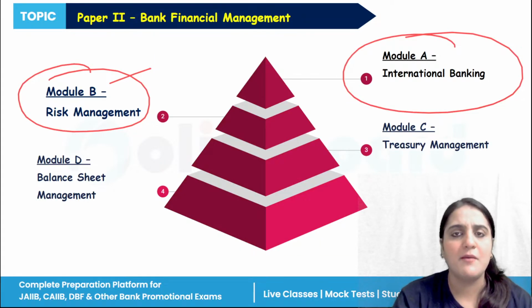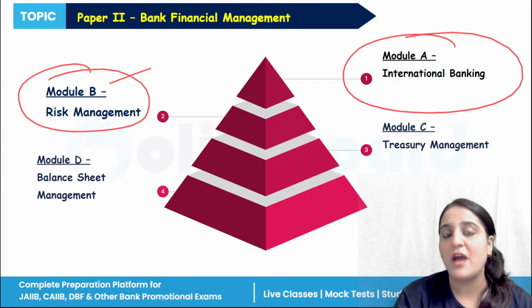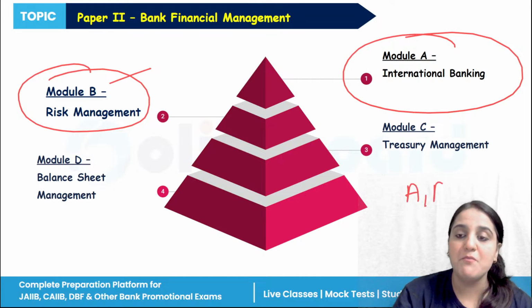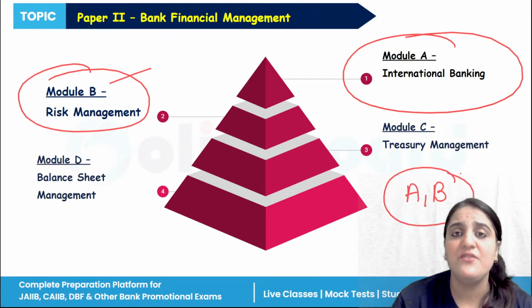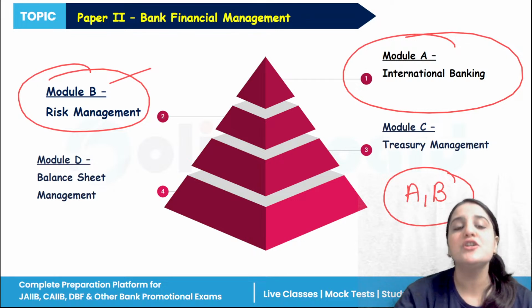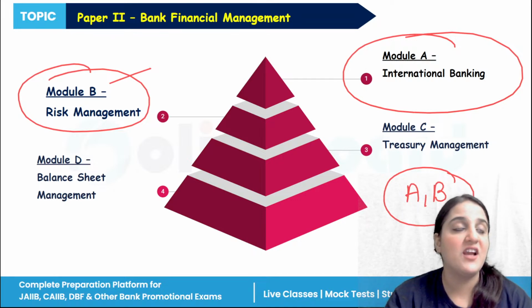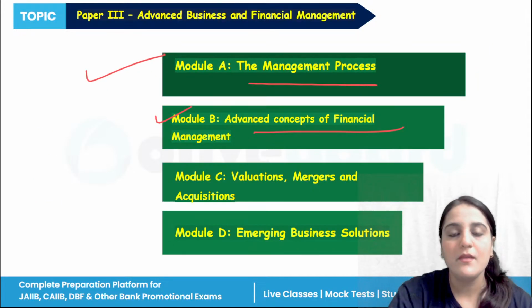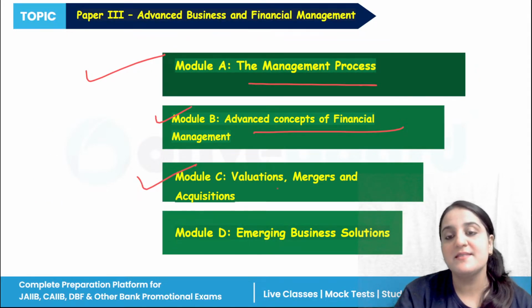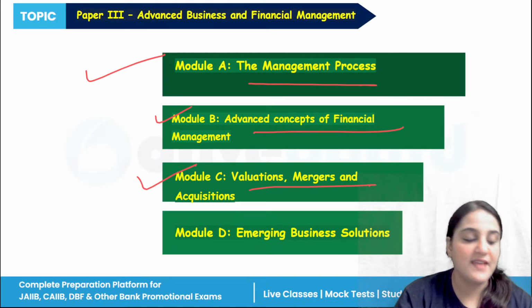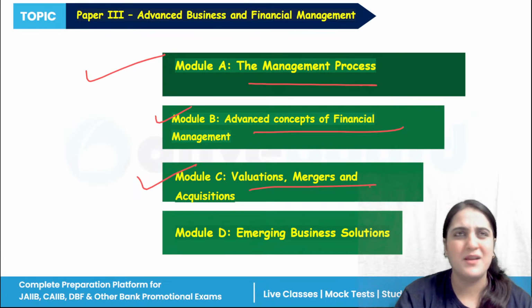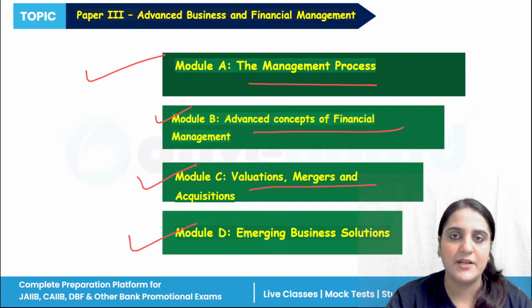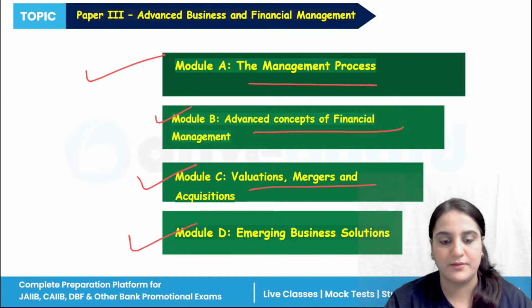And if I talk about bank financial management, I forgot one thing here. The A and B modules are very important in comparison to module C and module D, but we can't deny module C and module D also. Now module C is related to valuation, mergers and acquisition. That means an important module in ABFM, and module D is related to emerging business solutions.